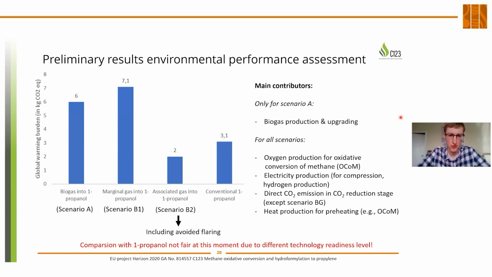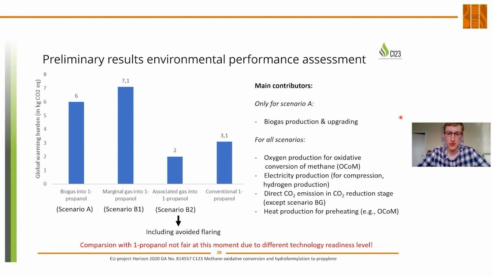Next slide, please. So here on this slide, you can see the preliminary results for the environmental performance assessment. I've selected the result for global warming burden. What you can see on the figure is that the third scenario, where we start from associated gas, has the lowest impact on climate change. This can be explained by the fact that we avoid flaring in this case, because flaring generates a lot of greenhouse gas emissions. This is the only scenario that also has a lower impact than the conventional propanol production.